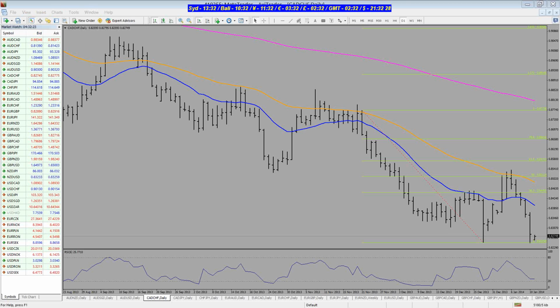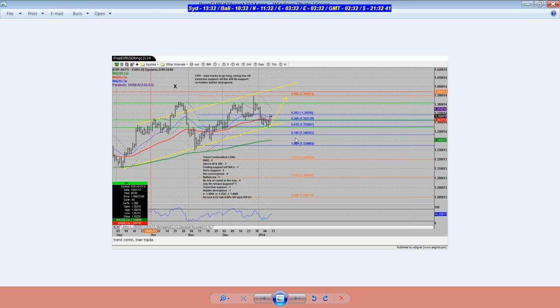Euro dollar. Time to go long, swinging low off trend line support with the 61.8. RSI hitting bullish divergence. Bullish divergence from this low to this low. Yes. 618.